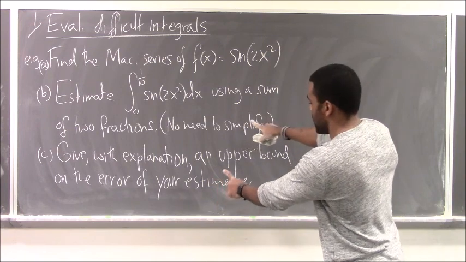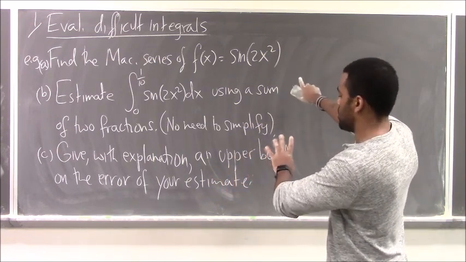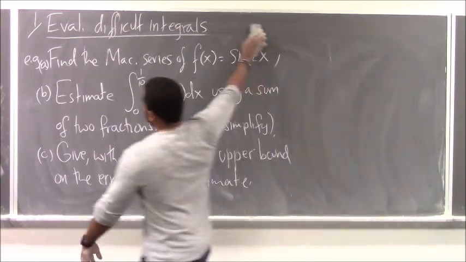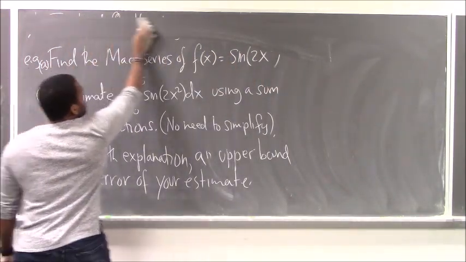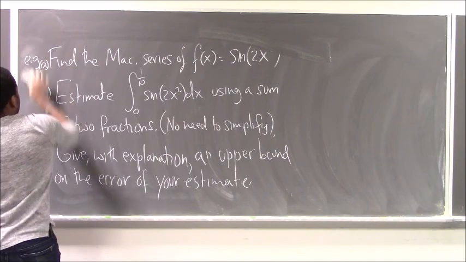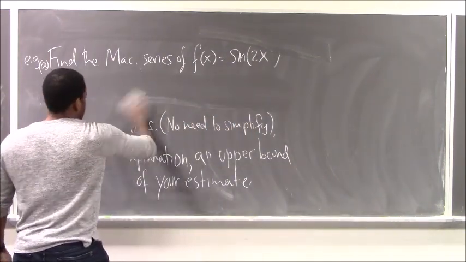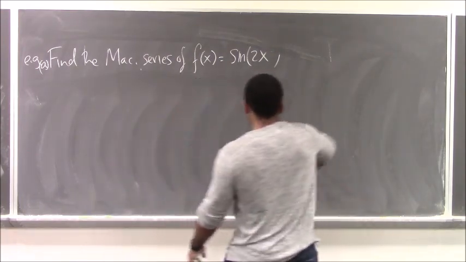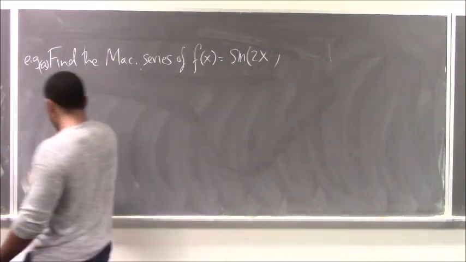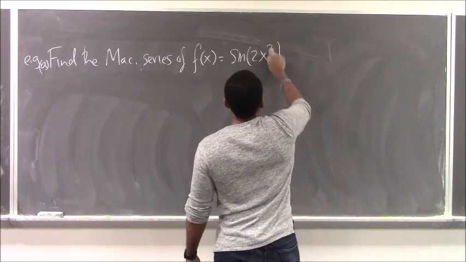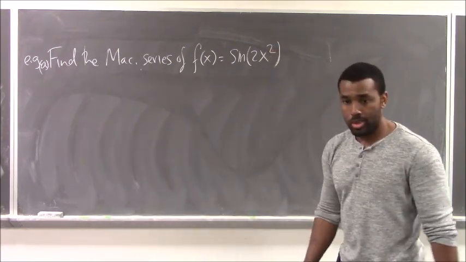Okay, let's get back to this at hand because we don't have much time left. So yeah, hopefully you copied that down. Start with part A. Find the Maclaurin series for sine of 2x squared. Ideas, quickly.